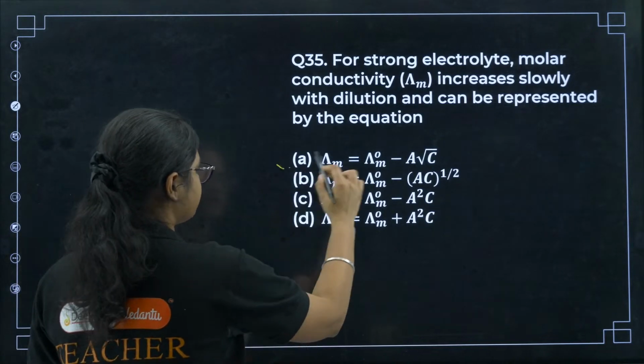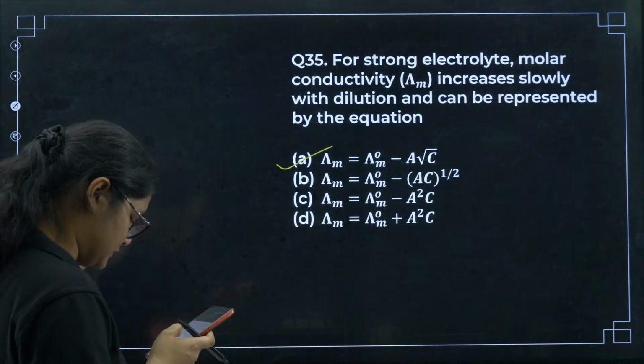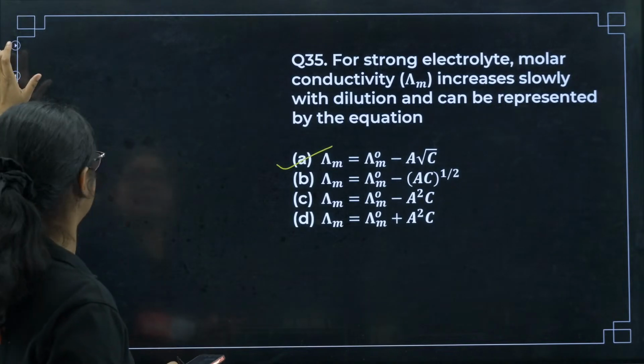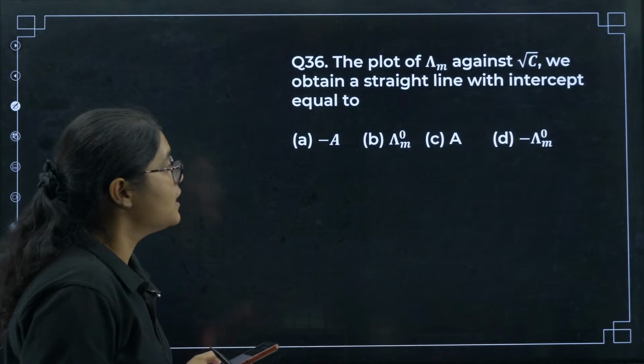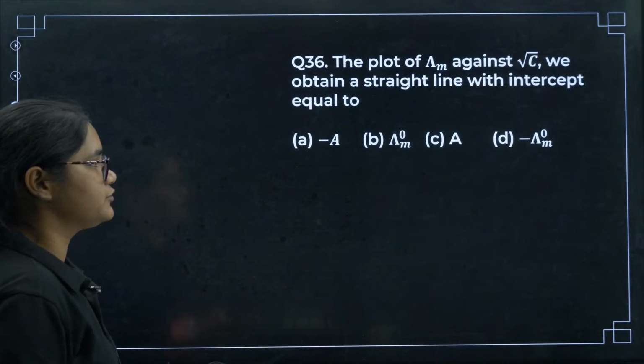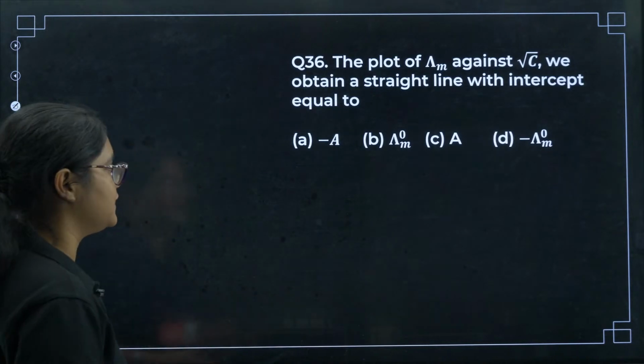I'll answer. 35A is the correct answer, by the Debye-Huckel-Onsager equation. Okay. Next, 36. The plot of lambda m against root C gives a straight line with intercept. What is the intercept of this one?